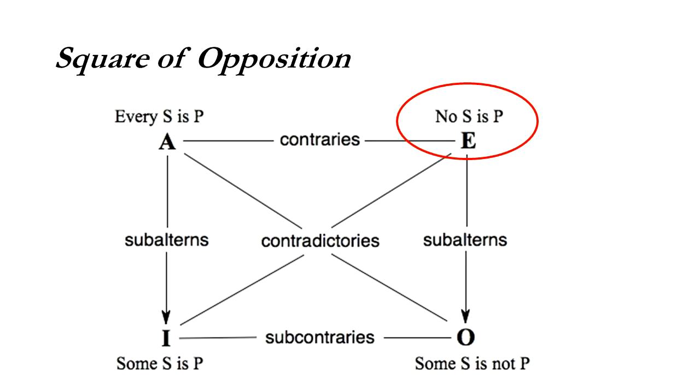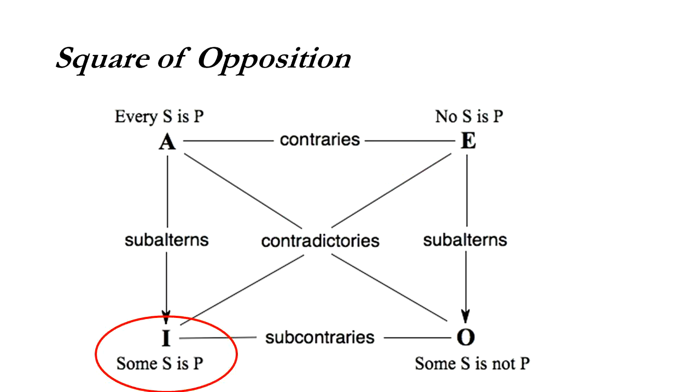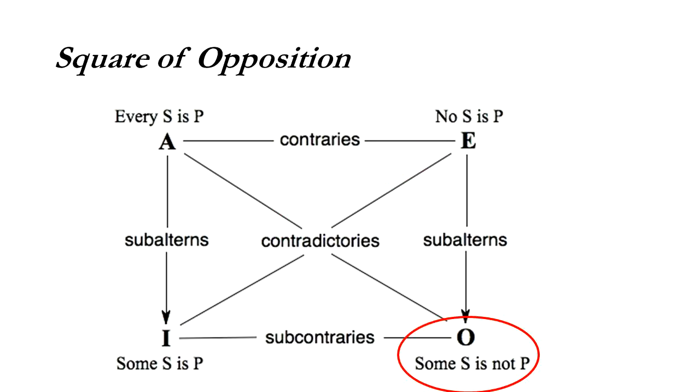Moving on to the other corners, we have first no S is P. This is just to say that there is no overlap between these two things, which you will be able to determine if you visualize. Also, some S is P. This is just to say that something in S overlaps with something in P. Again, visualize. And then some S is not P. So there's something in the set of all S's that you can identify as not being a P, or not being in the set of P things.